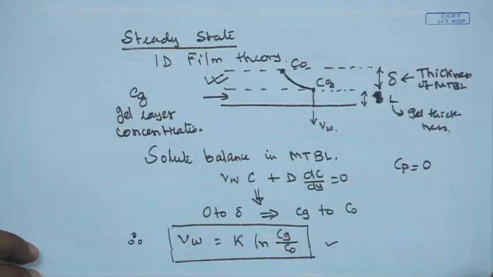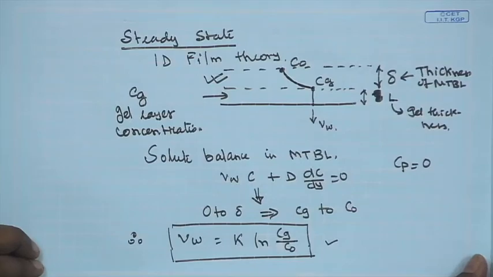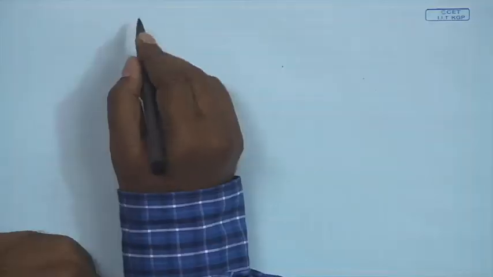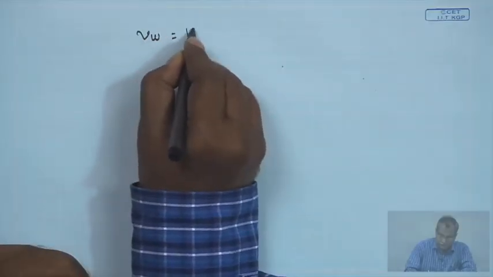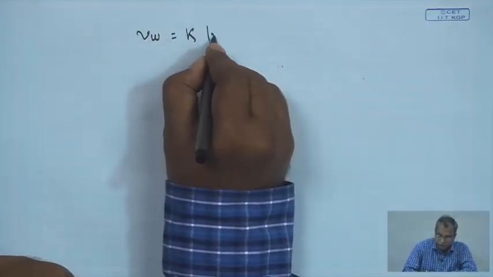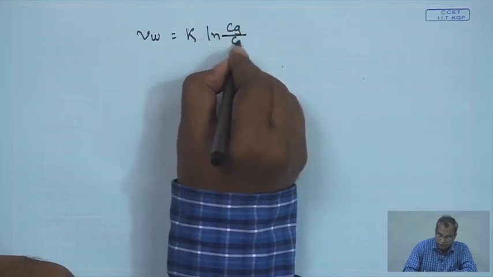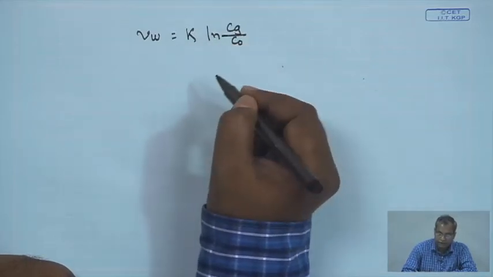Once the mass transfer coefficient is estimated, and if the gel layer concentration is known to you, then one can estimate the permeate flux at the steady state. Now, what is the typical parameter in this case? The typical parameter is the gel layer concentration. How to evaluate the gel layer concentration? It is very easy. The governing equation for estimating the gel layer concentration Cg is this steady state equation.